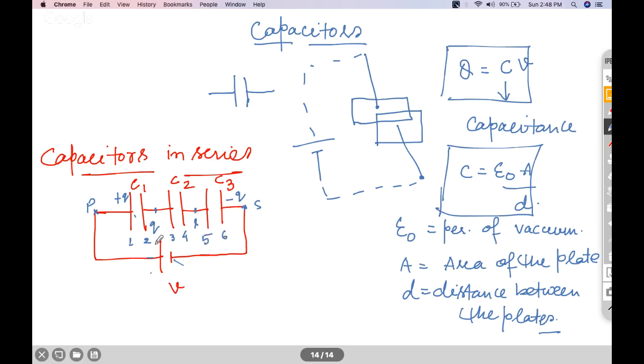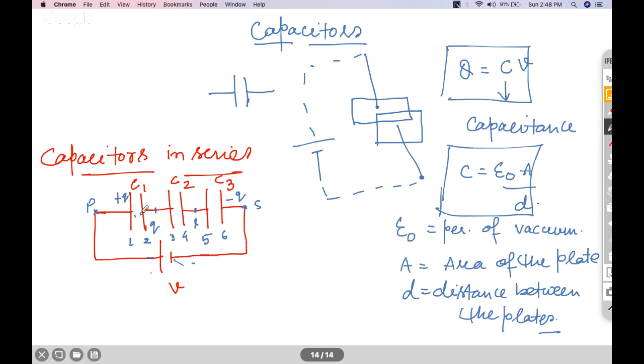Now try to understand, the charges are only supplied to plate 1 and plate 6, and the charges don't get supplied to any other plate from the battery. So what is the phenomenon in which the charges are getting transferred from one plate to another plate? How does it happen? Charge plus Q is supplied from the battery to plate 1, and charge minus Q is supplied from the battery to plate 6. Now what happens, the charge plus Q appears on plate 1.